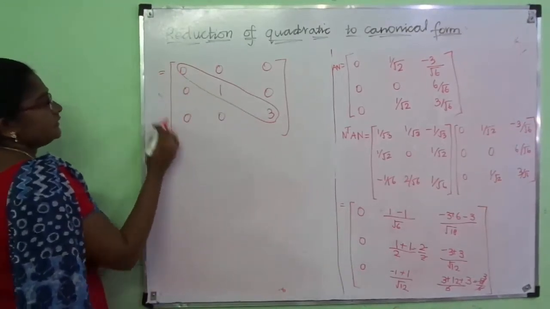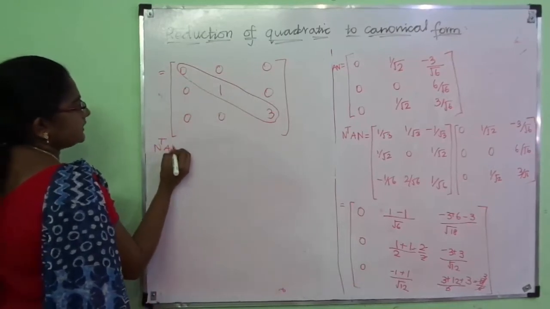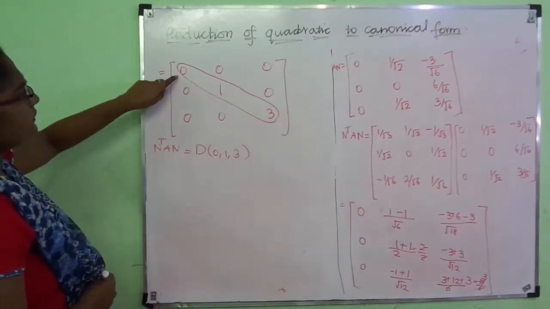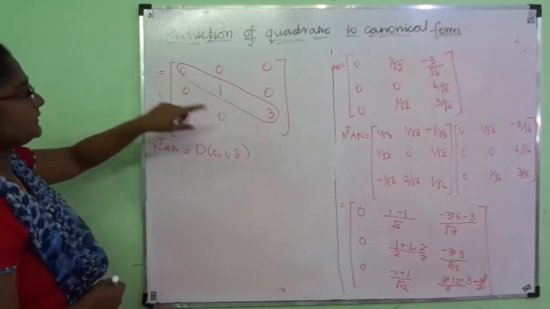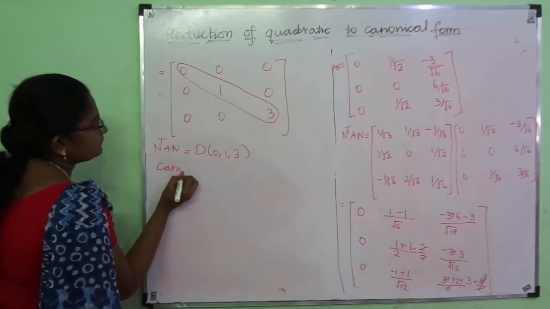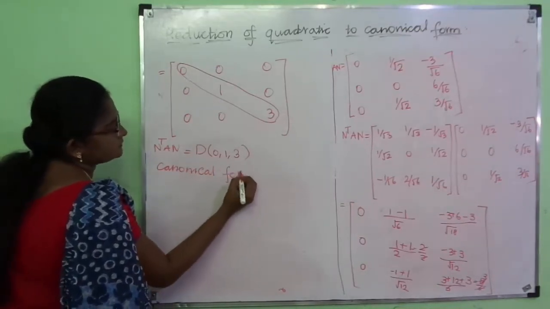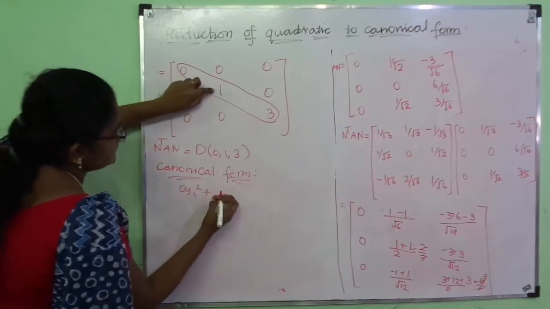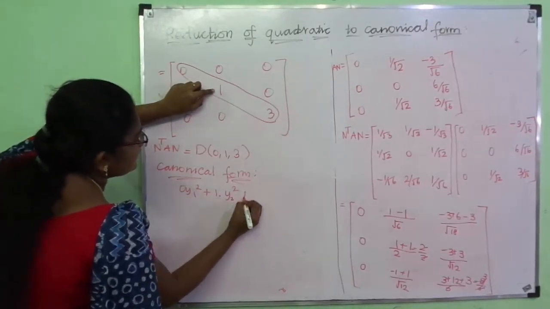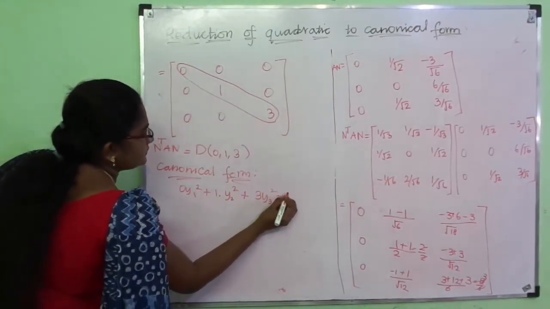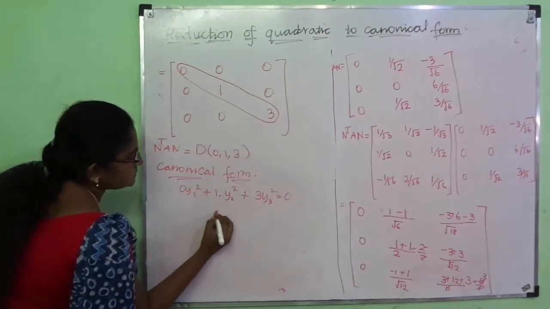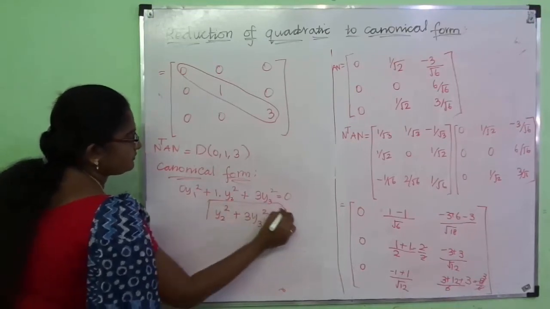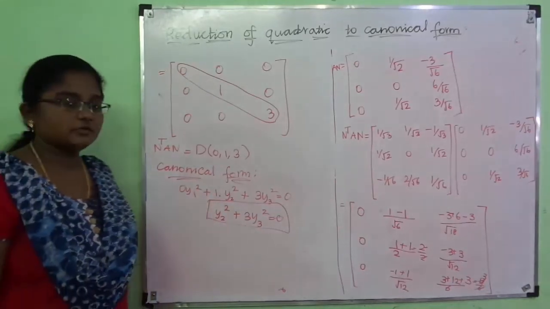Thus, N transpose AN is equal to our diagonal matrix. We know the diagonal matrix gives the coefficients of the square terms. So we are going to write the canonical form for the matrix. The canonical form is 0 y1 square plus 1 y2 square plus 3 y3 square, which is equal to 0. 0 into anything will be 0. 1 into y2 square will be the same, y2 square. 3 y3 square is equal to 0. This is the canonical form for the given quadratic form.